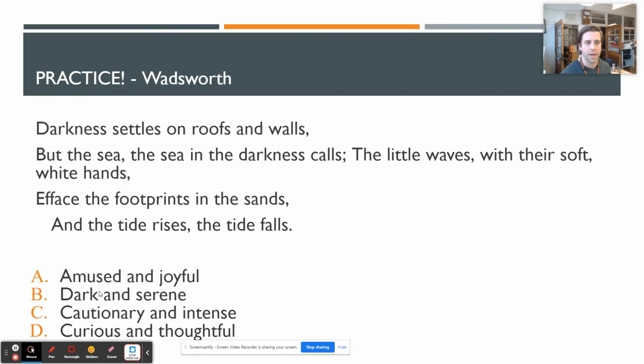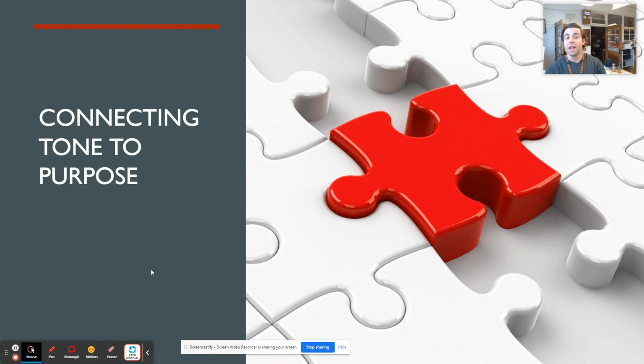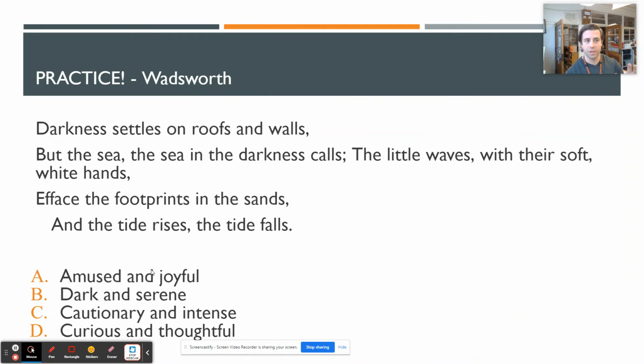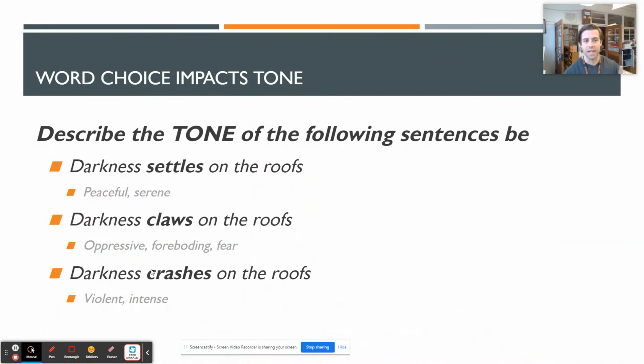So again, check yourself. Did you get that one right? All right. And the next thing that we do with tone after we can identify it is how do we figure out how to explain how this tone is connecting to that overall main idea. This one's a little bit challenging because I want to give us an example that the word choice does impact the tone, does impact the meaning of a work. So looking at this same passage, if I just change one word, I want you to see how this changes the meaning of the text.